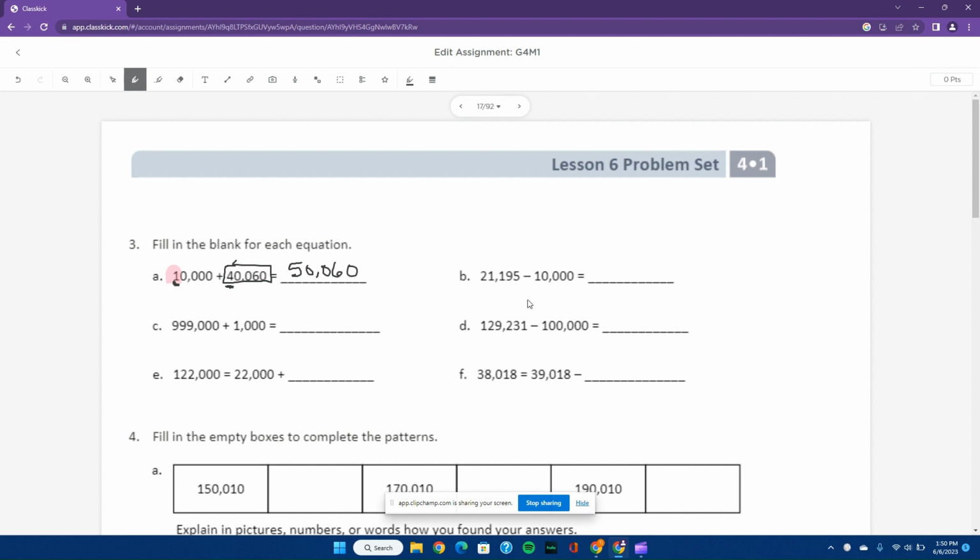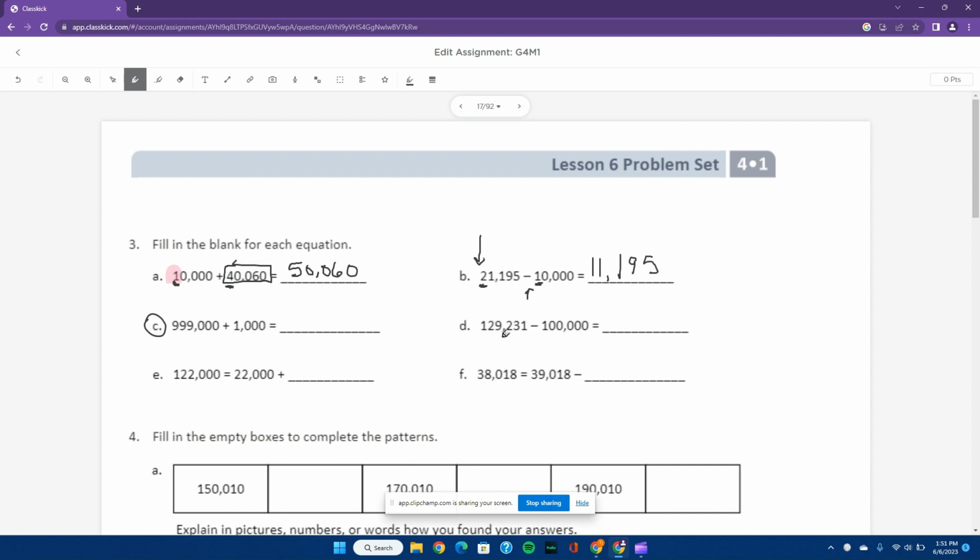Now in letter B, we are subtracting. So I'm still looking at what place value I'm talking about. In this case, it's going to be the 10,000s place. And I'm going to take the digit in my 10,000s place, and I'm going to take 1 away from it. All my other digits are going to stay the same to make 11,195. I'm going to skip C for right now. I'm going to save that for in a little bit.